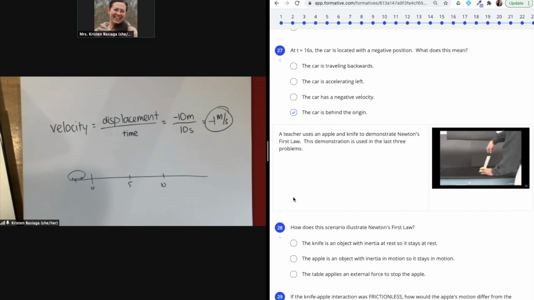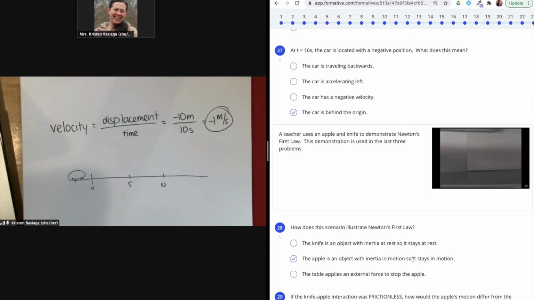Last two, Newton's first law. I did this demo in class, right? So in this case, the apple is an object in constant velocity motion, so it wants to stay in motion. Yes, the table exerts an external force, but the table doesn't touch the apple, so it can't be C. The knife is not at rest during this whole video, so it's not trying to stay at rest. The apple is the object in motion staying in motion.